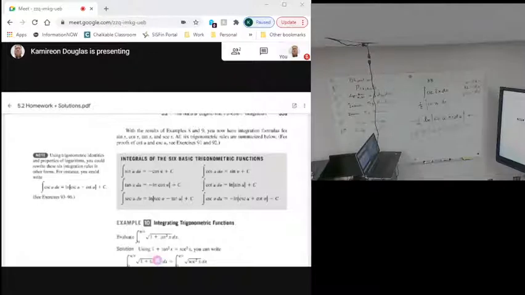I like the U version rather than the X versions because it reminds me that I can always do a U substitution to make it like that form. That's why those cheat sheets are typically with the U versions.